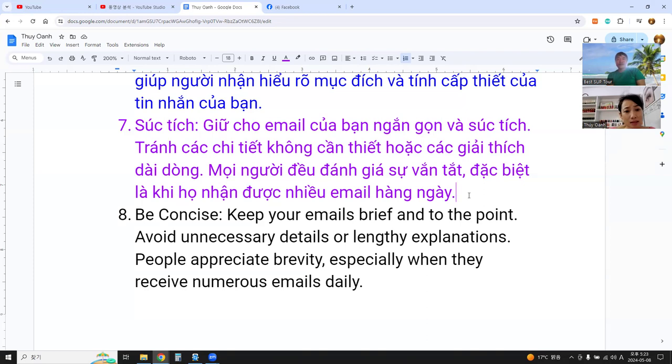Avoid means tránh. Unnecessary, like không cần. Can means necessary, I need it. Detail means detail. Avoid details. It means I don't want to meet you, so I need to avoid. Avoid unnecessary.